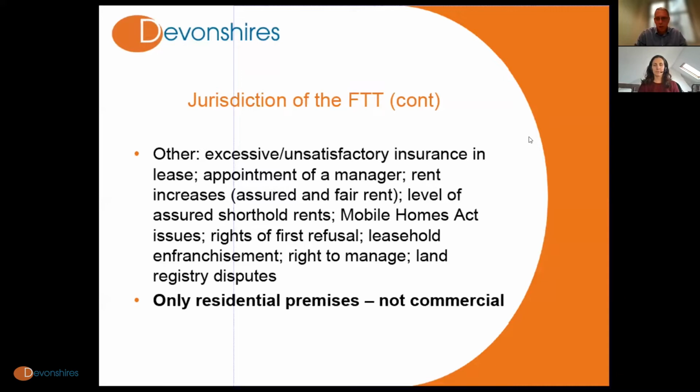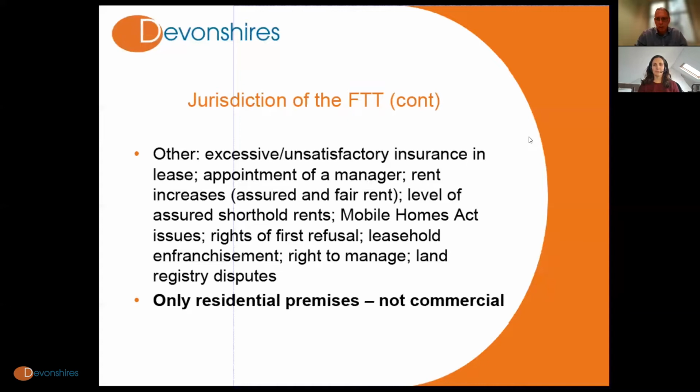So quite a wide and broad scope that the tribunal can deal with. So there's a lot of issues there that you might find yourself being heard in the tribunal. So as I said, that's why it's worth being aware of these.